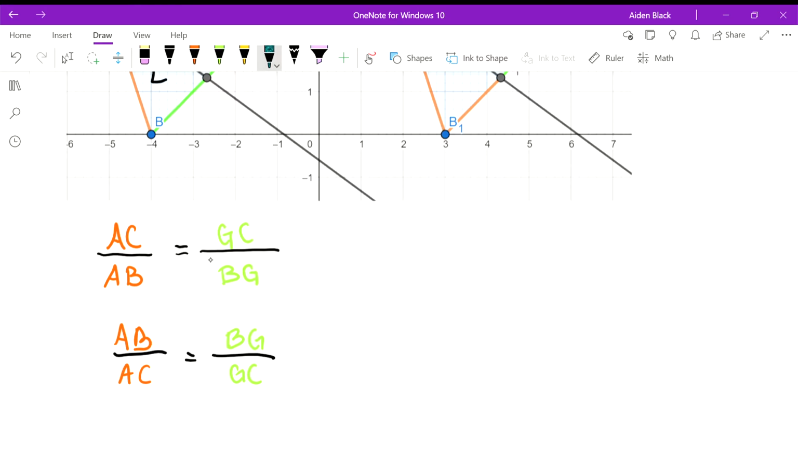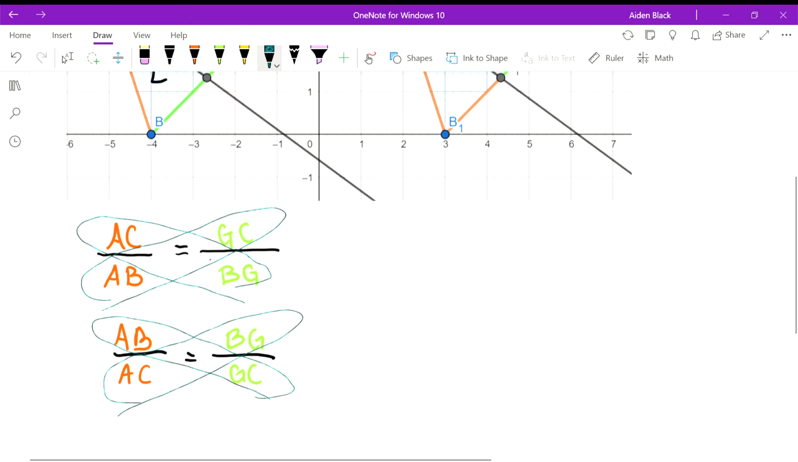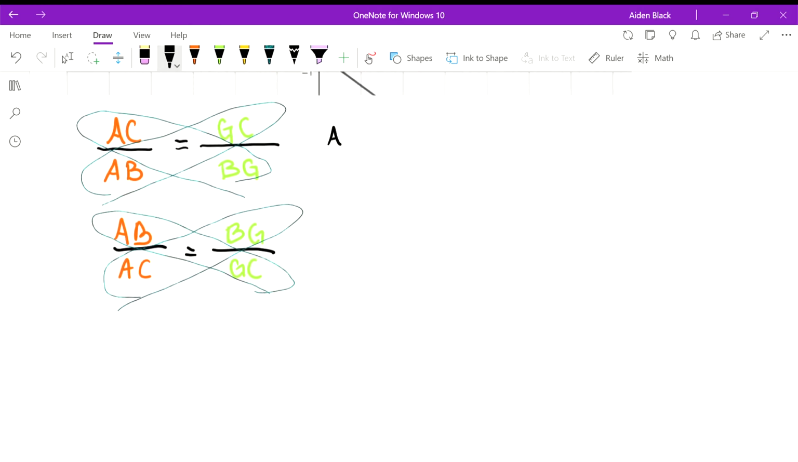Now, let's do this. If we cross multiply, look what we discover. I'm just going to write it in black. So this first one we have AC times BG is equal to AB times GC. The second one, we have AC times BG equals AB times GC. Notice they're exactly the same. So it doesn't matter which you put in the numerator and the denominator, but it matters that you keep it consistent for both of the ratios.